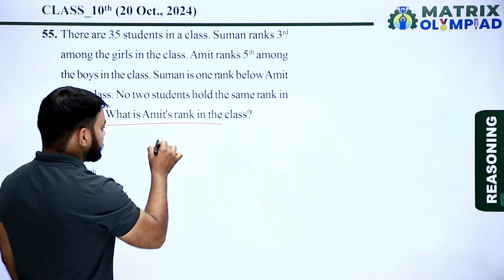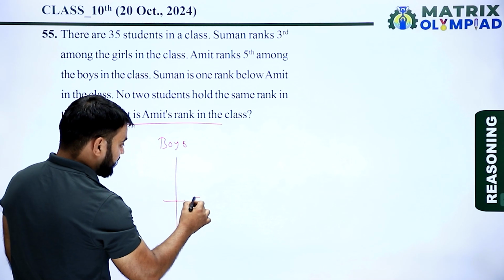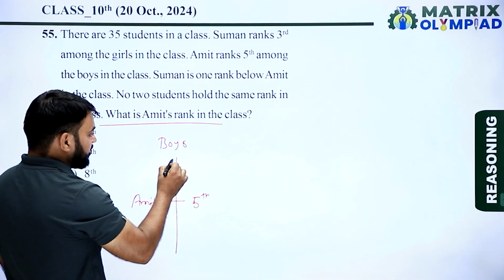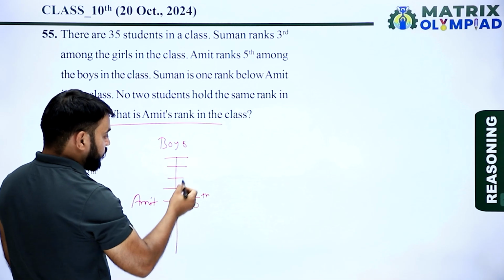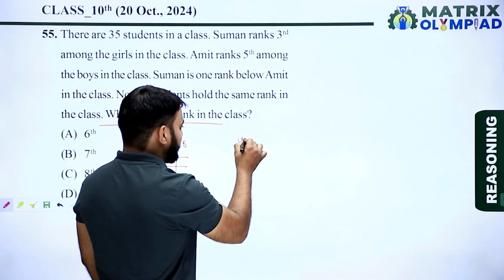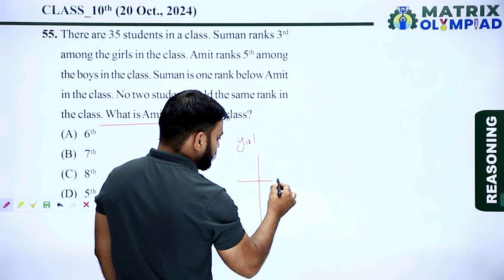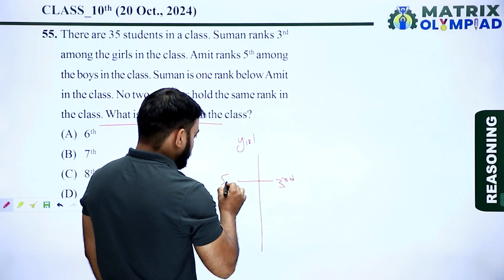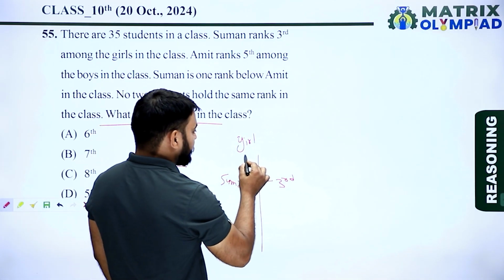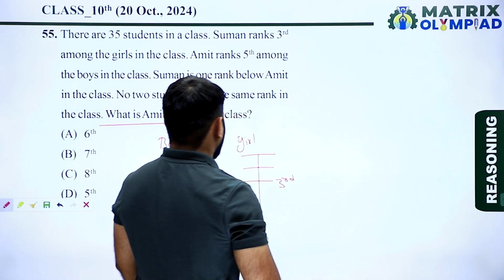So जो boys की रैंक में, इसमें अमित की रैंक है 5th. It means अमित से पहले कितने बॉयज हैं? 1 2 3 एंड 4 बॉयज अमित से पहले हैं बॉयज की रैंक में. एंड गर्ल्स की रैंक में सुमन की रैंक है 3rd. सुमन got 3rd रैंक, only गर्ल्स की रैंक है. तो इसका मतलब ये हो गया कि सुमन से पहले 2 गर्ल्स हैं, लिस्ट में 2 गर्ल्स हैं.